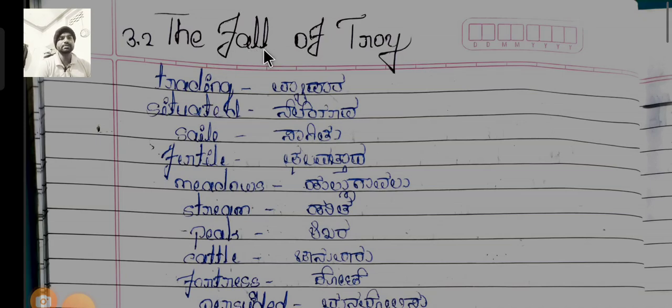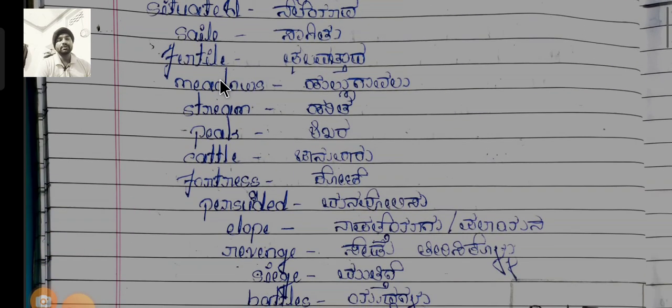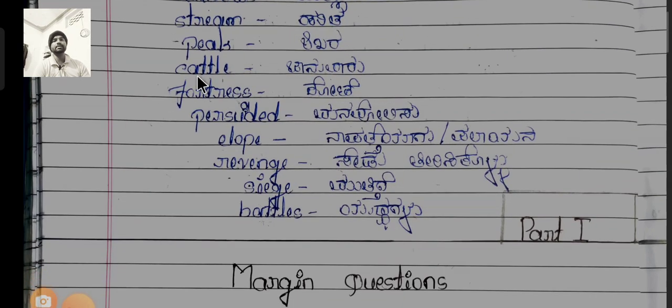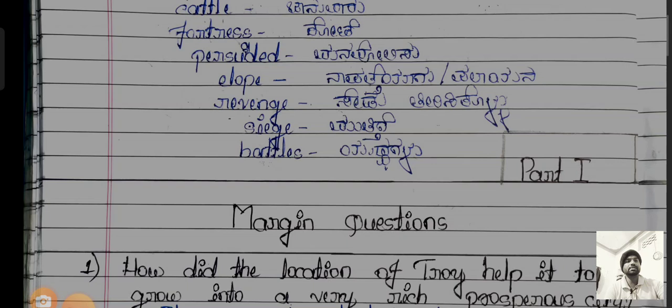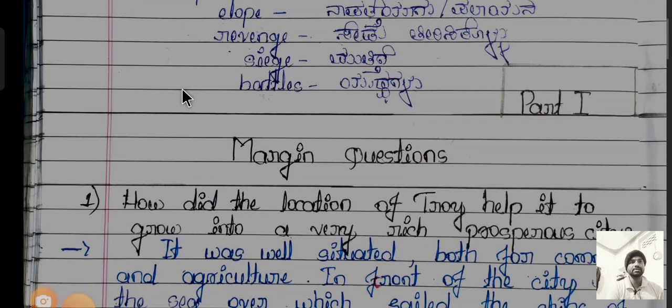The Fall of Troy means there is a trick the Greeks used to collapse the strongest and richest empire of Troy. Finally, the Greeks cheated the Trojans and they won and destroyed the whole city of Troy. For this lesson, we will have the question answers for our examination purpose.